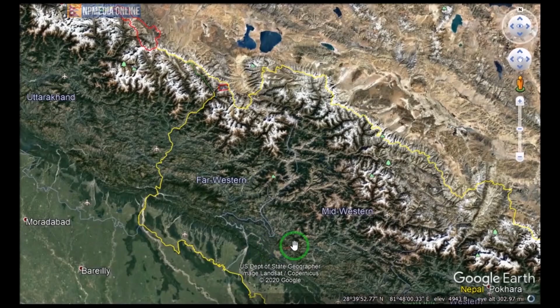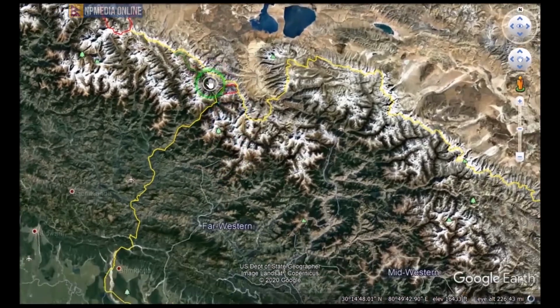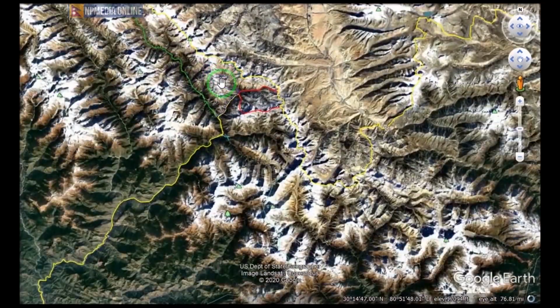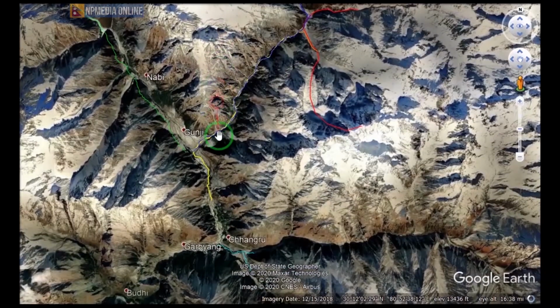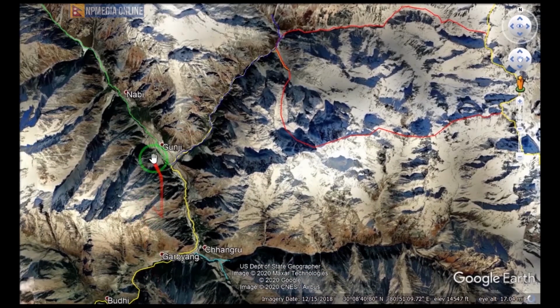Now, let us enter into the main course. Here, you are seeing different colored lines: yellow and red lines, default lines; and green, blue, orange and cyan lines, custom-made lines.